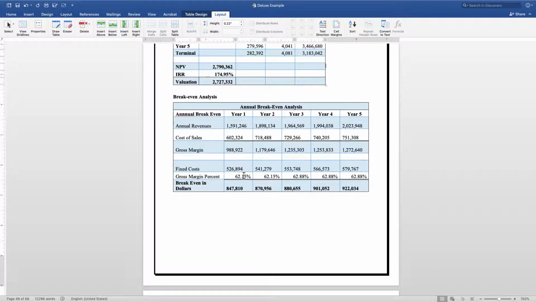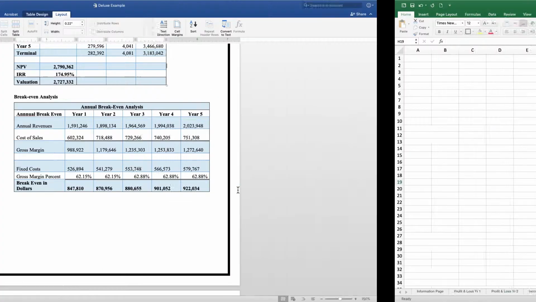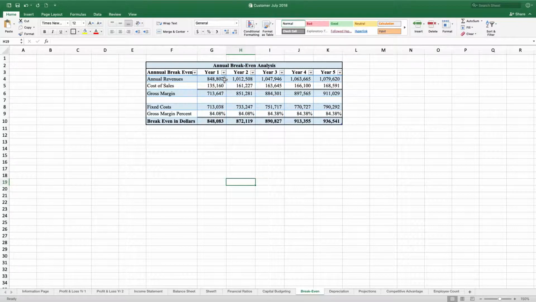Once we're done with that, we're going to divide our fixed costs, or our monthly costs, by the gross margin percentage, and that's going to give us our break-even dollar amount. In this particular situation, it's $848,000. In this little example, I calculated the revenues at approximately what the break-even dollar amount is. So I set the revenues here at $848,000. So it's about $800 higher, so this should be a positive number.